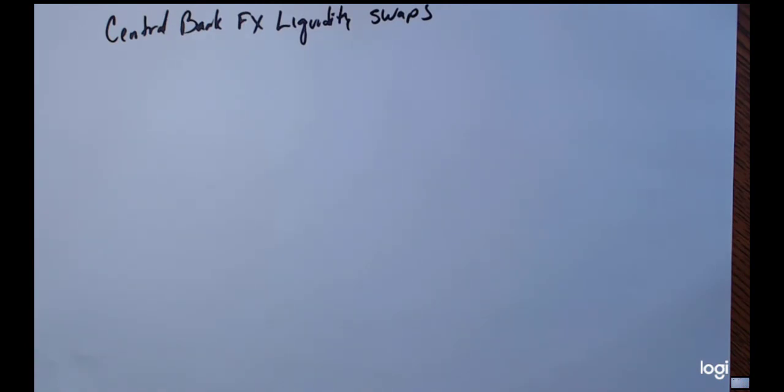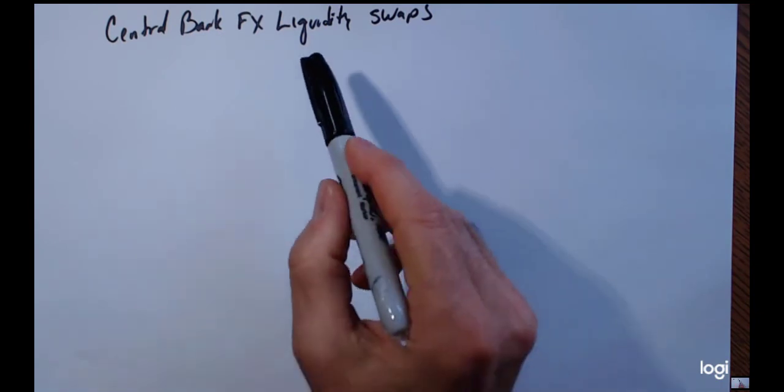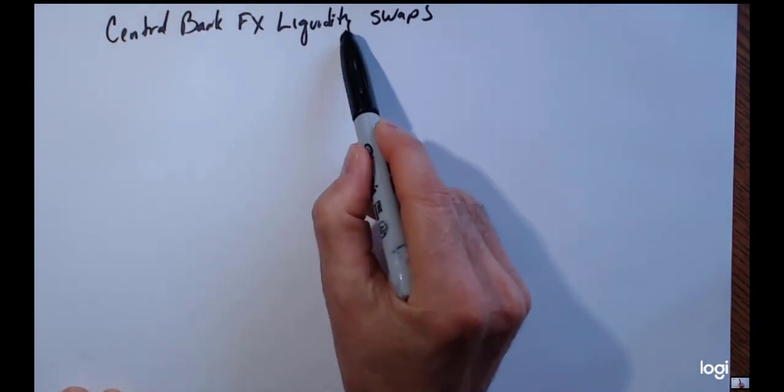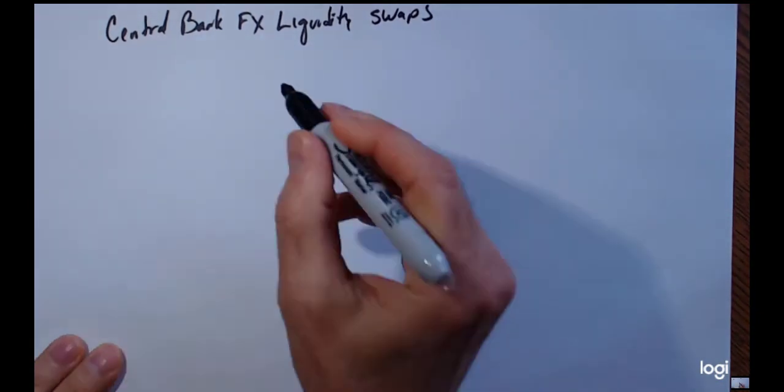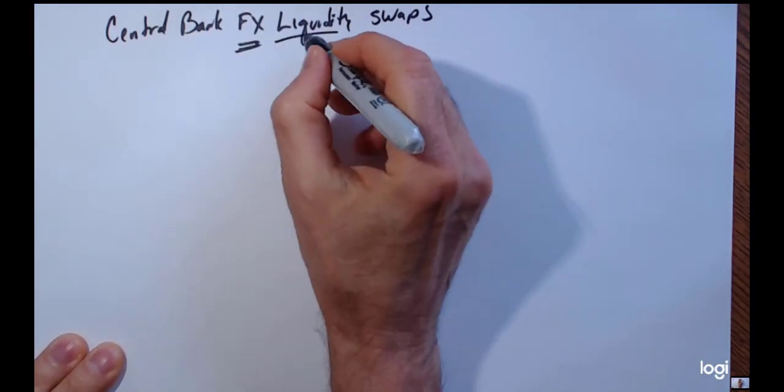I'm talking about these now because we're in the middle of the corona crisis, and the Fed put out a press release not long ago talking about how it was involved in currency swaps with other central banks around the world, and they were liquidity currency swaps. So it helps alleviate pressure in terms of liquidity, which is why the term liquidity is there, and it's also involved in foreign currency.